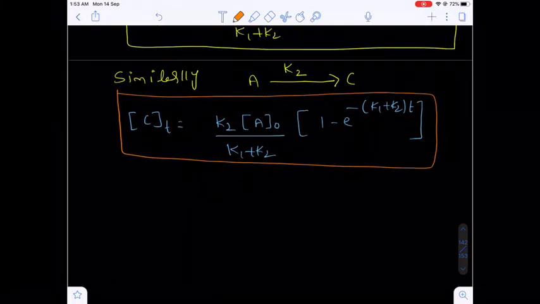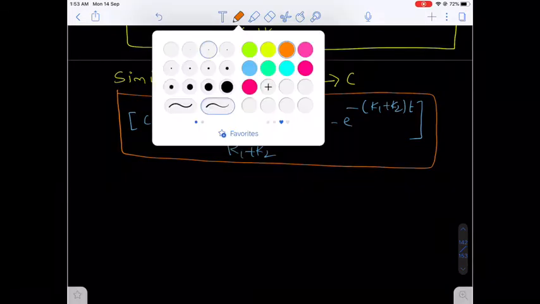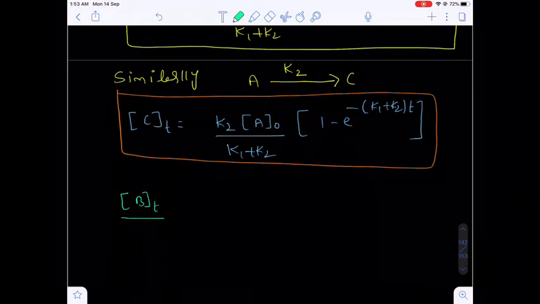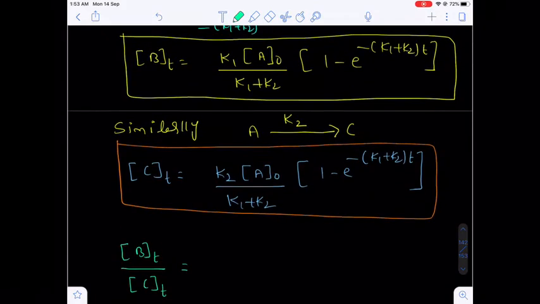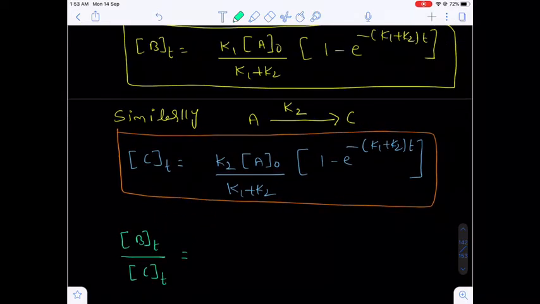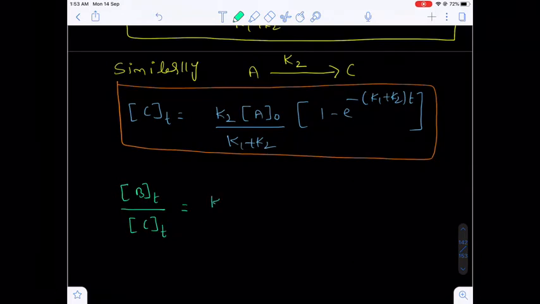Now the next one, ratio of the concentrations. What is the concentration ratio of the products? That will be the concentration of B divided by the concentration of C at a certain time interval t. Now if you see the concentration of B and concentration of C, what are the common factors here? A0 will be cancelled. The bracket 1 minus e to the power of minus (K1 plus K2) into t will also cancel out, and K1 plus K2 also cancels out. So finally you will get K1 upon K2.